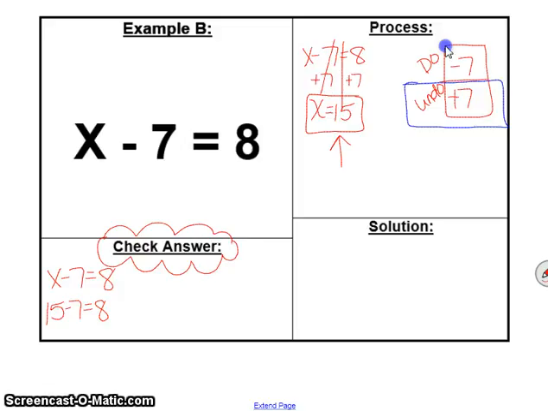Well, I have to see what 15 minus 7 is. 5 minus 7, I can't do that, so I got to borrow. This becomes 15. 15 minus 7, I think that gives me 8. So 8 is equal to 8, and that checks out.